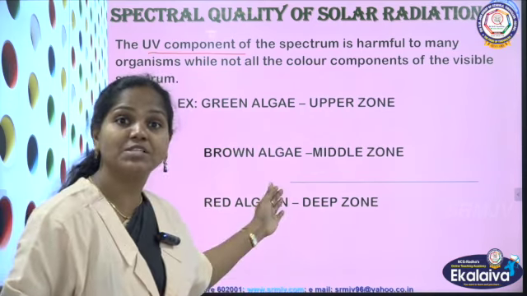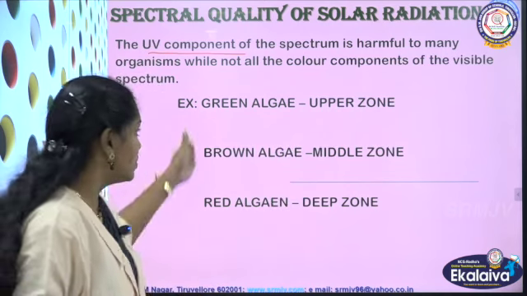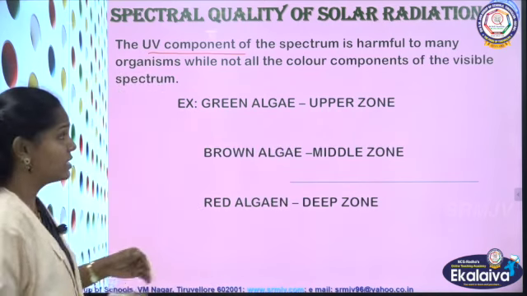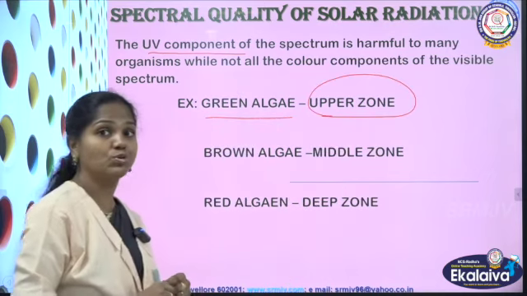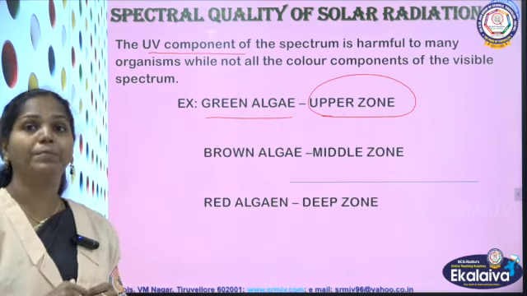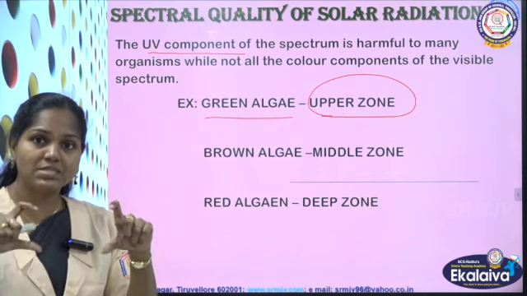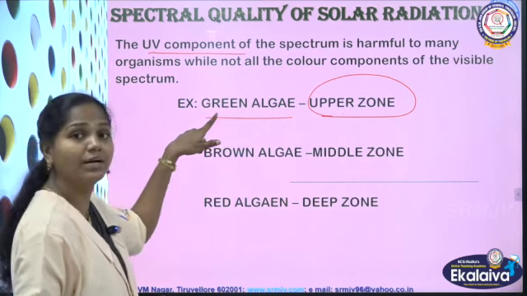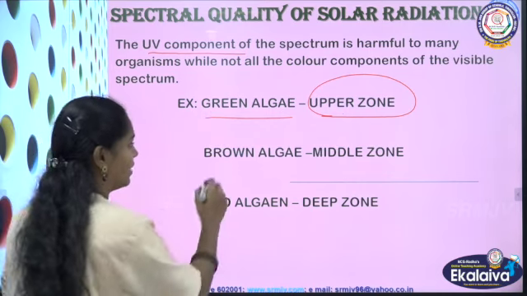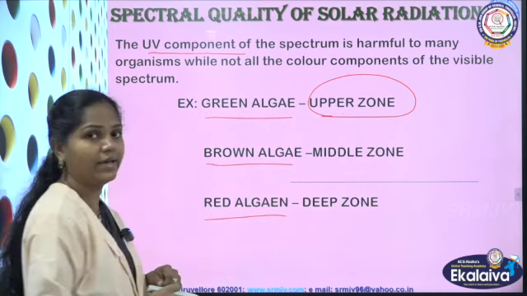This question is given in your textbook. See, please note down this. The green algae will always be present in the upper zones of seawater, because that upper zone is receiving that particular spectrum of light which is supporting our green algae. So we have other algae, brown algae and red algae and all.